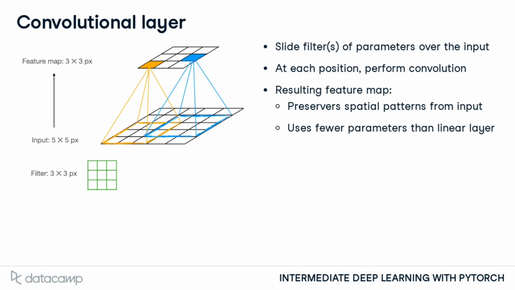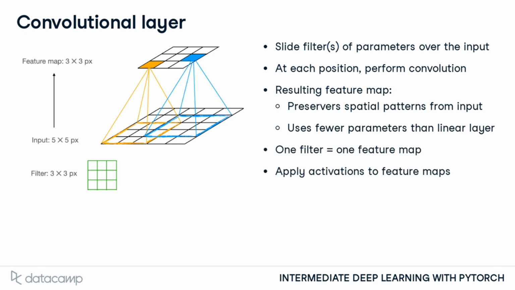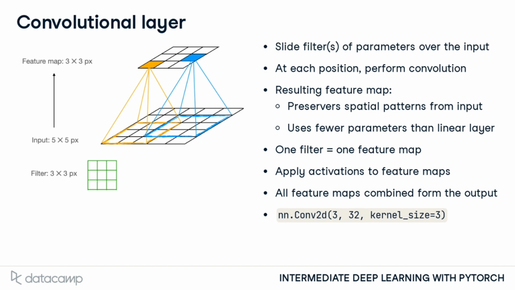In a convolutional layer, we can use many filters. Each results in a separate feature map. Finally, we apply activations to each feature map. All the feature maps combined form the output of a convolutional layer. In PyTorch, we use nn.Conv2d to define a convolutional layer. We pass in the number of input and output feature maps, here arbitrarily chosen 3 and 32, and the kernel or filter size 3. Let's look at the convolution operation in detail.